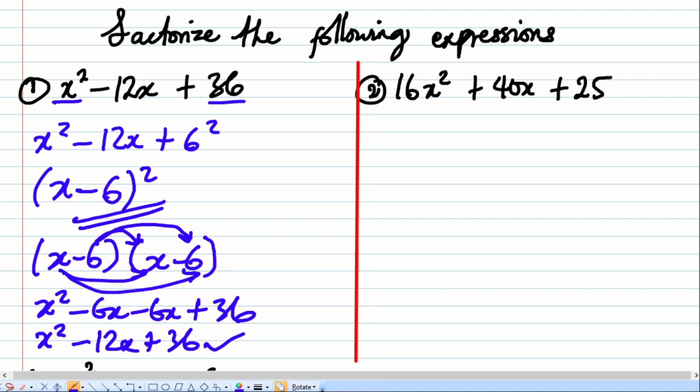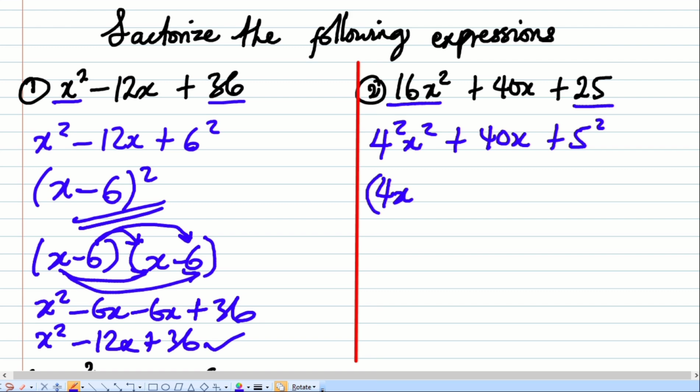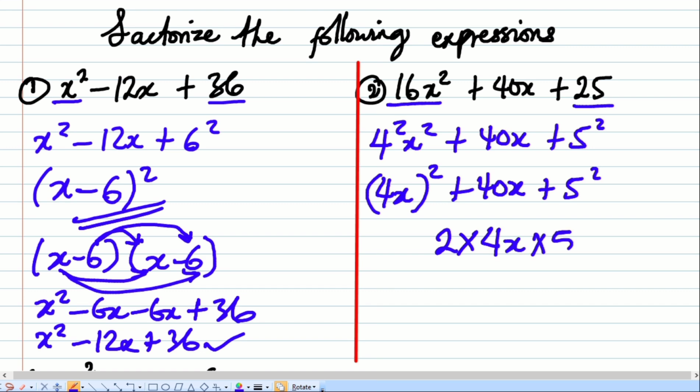Now let's check whether this is a perfect square. 16 we can write as a perfect square because that's 4 squared, and 25 we can write as 5 squared. So let's write that. This is 4 squared x squared plus 40x plus 5 squared. Let's just join this one together. So we have (4x) all squared plus 40x plus 5 squared. We're saying that this is a perfect square quadratic if the middle term is 2 times the first term, which is 4x, times the last term, which is 5. 2 times 4 is 8, so 8x. 8x times 5 is 40x. So this is a perfect square quadratic again.